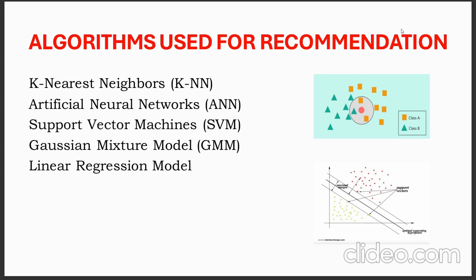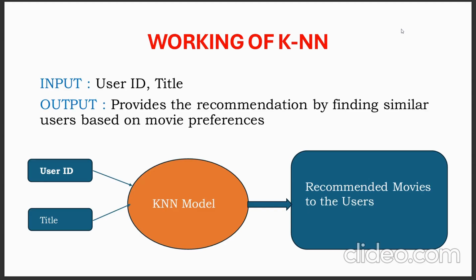So the algorithms that have been used in the recommendation system are KNN, artificial neural network, support vector machines, GMMs, and linear regression models. So how does KNN work? It simply takes user ID and the title of the movie as input. The KNN model provides the user recommended movies based on the input title and the user ID itself.